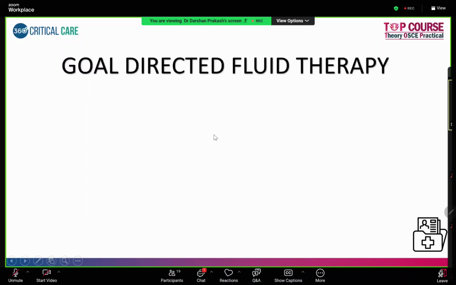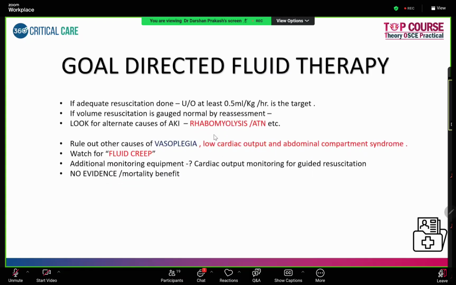Coming to goal directed therapy. Earlier I spoke to you about the concept of fluid creep. What usually happens is if there is injudicious fluid resuscitation, it can cause interstitial edema and subsequent organ damage because of fluid retention or third spacing of fluid in such patients. So if resuscitation is adequate, the urine output should be roughly around 0.5 ml per kg per hour. That is the target.